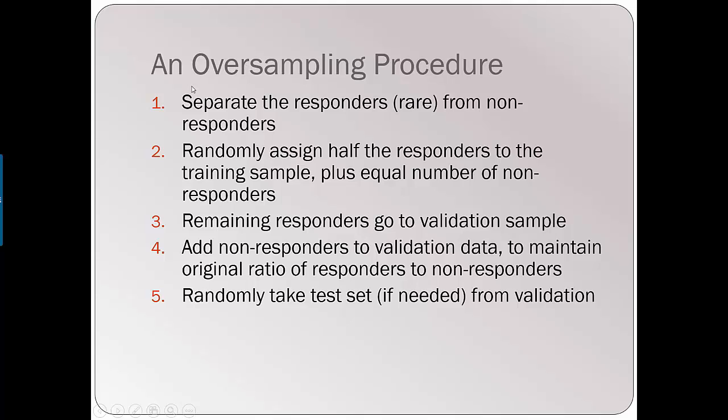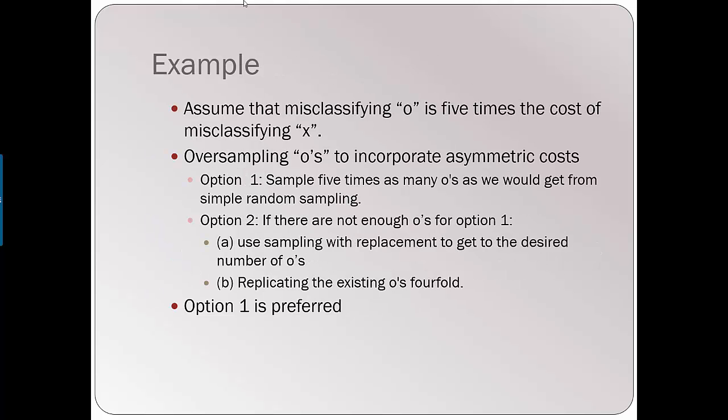So oversampling procedure, separate events and non-events, right? Responders and non-responders. So separate them. So randomly assign half the responders to the train sample, or half, or maybe even 50, 60%, 70%, whatever percentage that you want to leave out for the validation set. The remaining you take, and then take an equal number of non-responders and put them together, and that will be your train set.